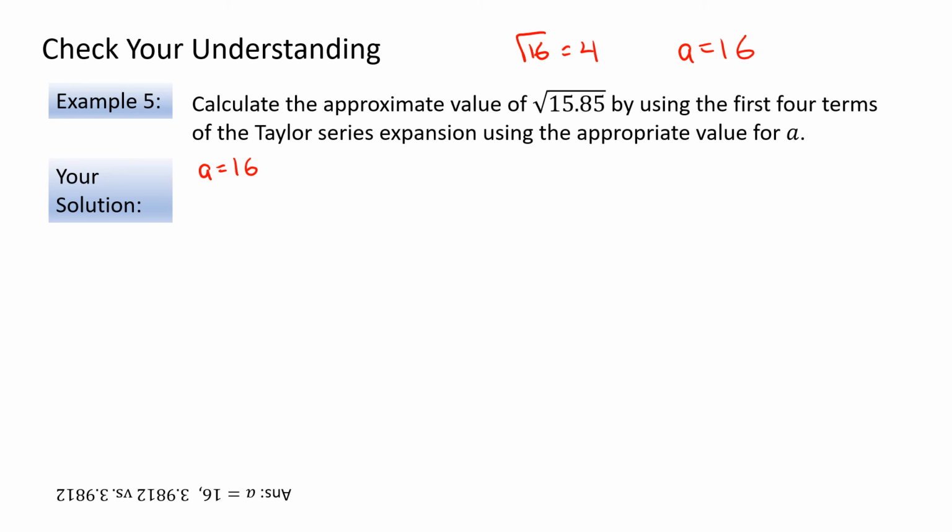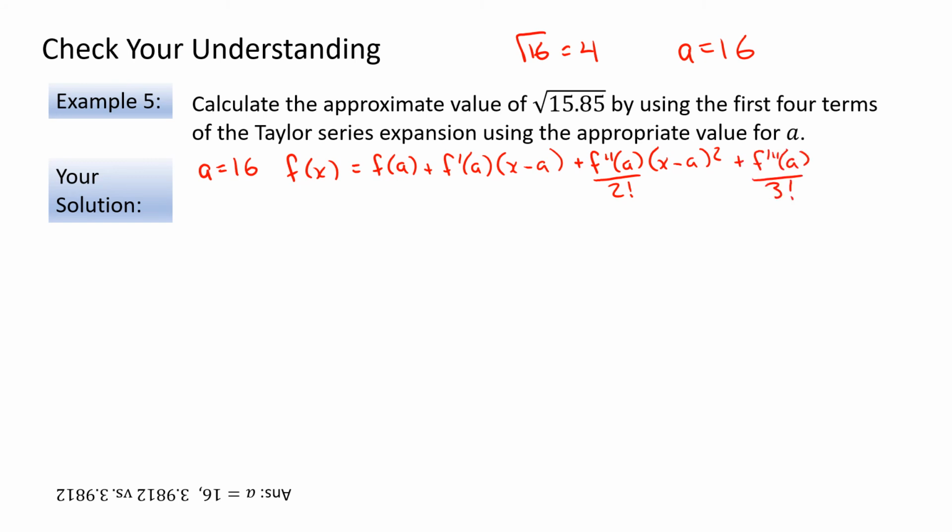And just like I did in the past, I'm going to start by writing the Taylor series out. So f at x is equal to f at a plus f prime at a times x minus a plus f double prime at a divided by 2 factorial times x minus a squared. And our 4th term, f triple prime at a divided by 3 factorial times x minus a cubed. And this would obviously continue on, but we're only looking at the first 4 terms.